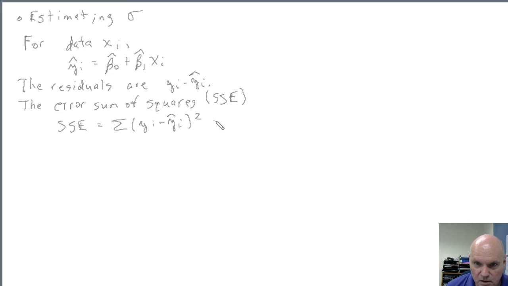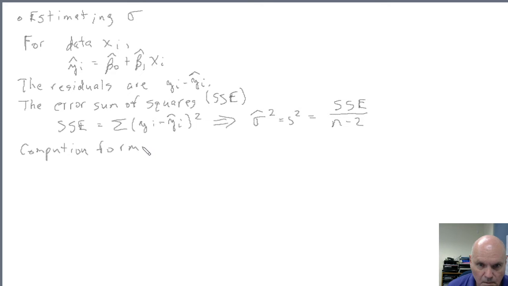And then using this, we can come up with an estimate for the variance of our data, which is also denoted S squared, and it's actually the error sum of squares divided by n minus 2. Computation formula for SSE, certainly you can use this formula, but for laying the data out in a table, it's a little more convenient to use this formula.